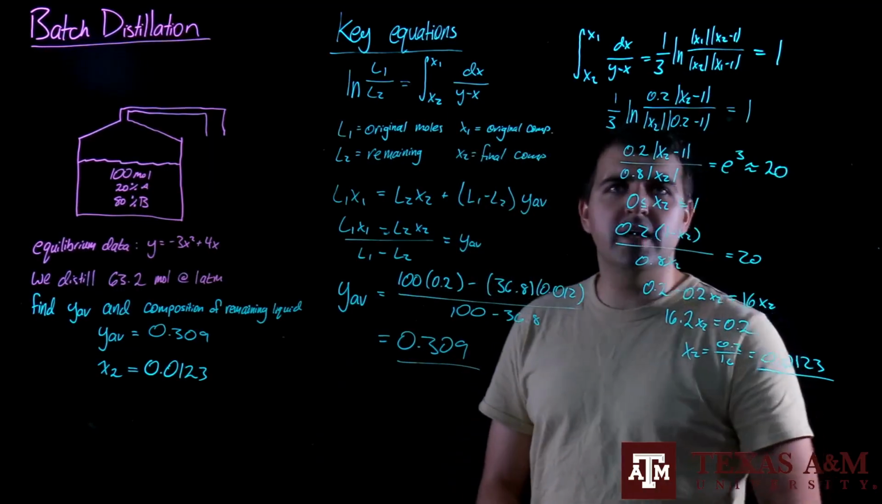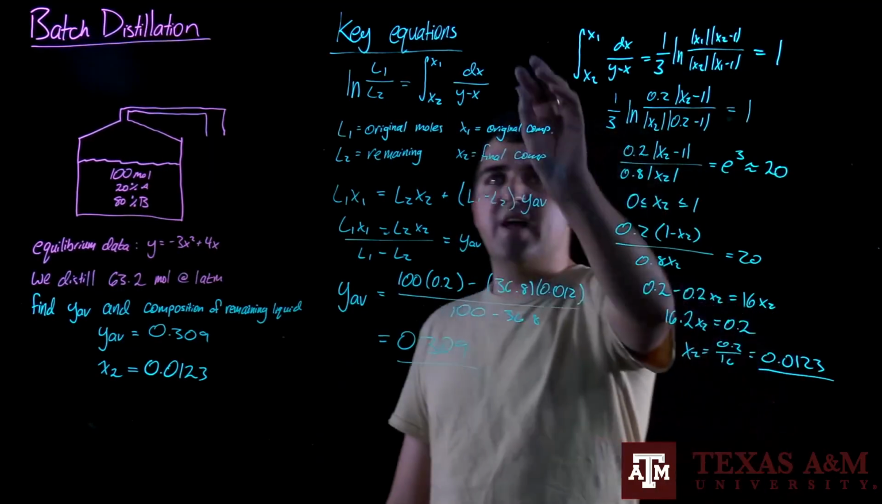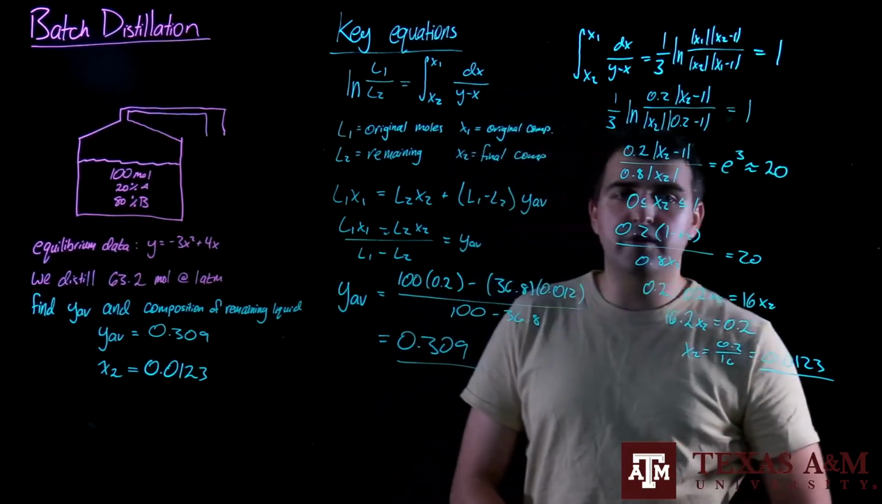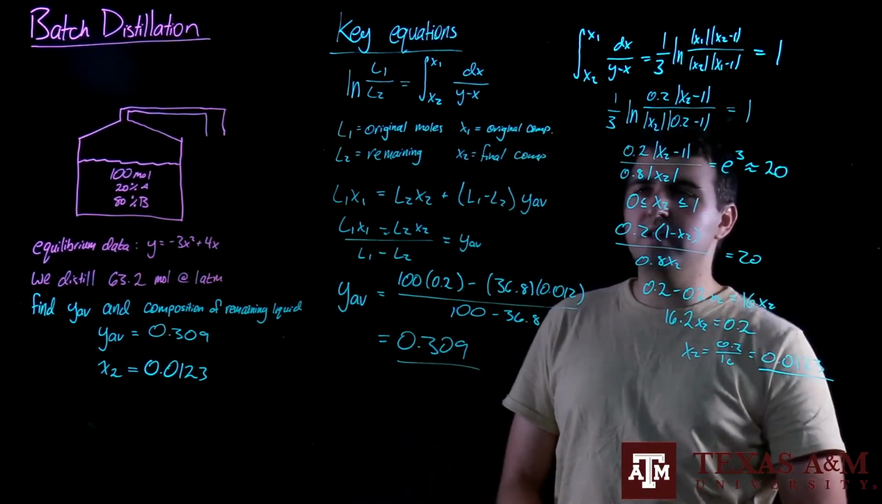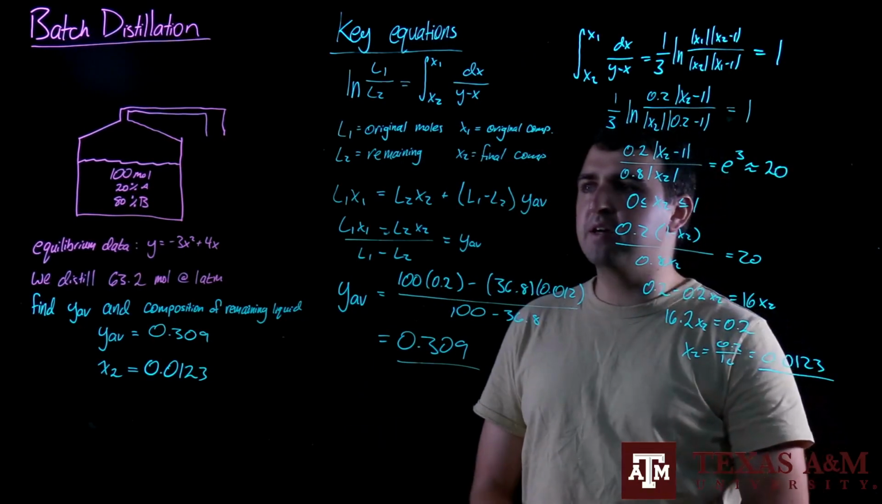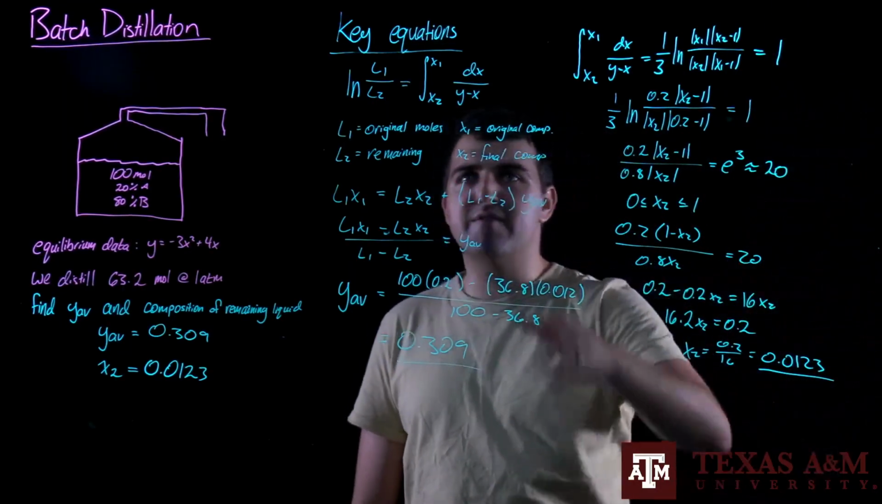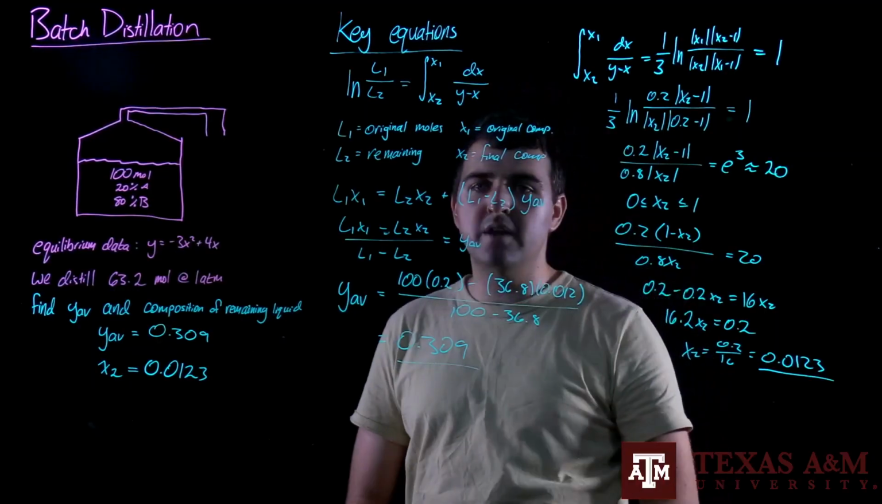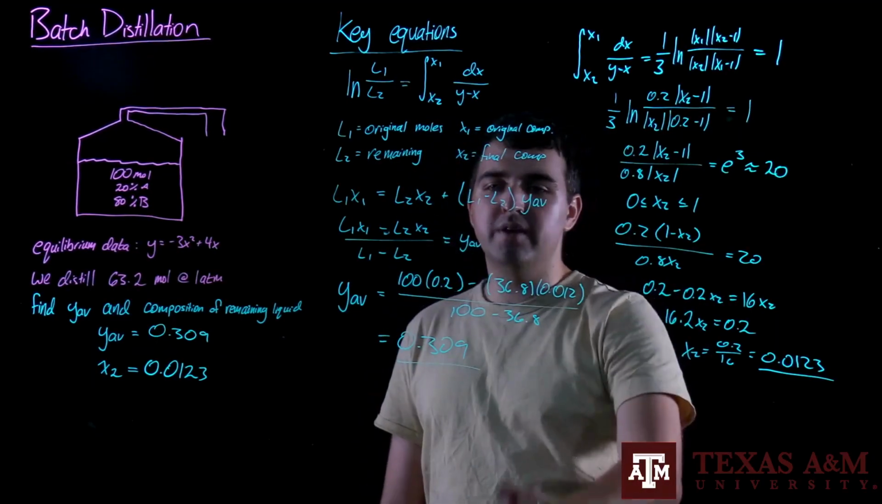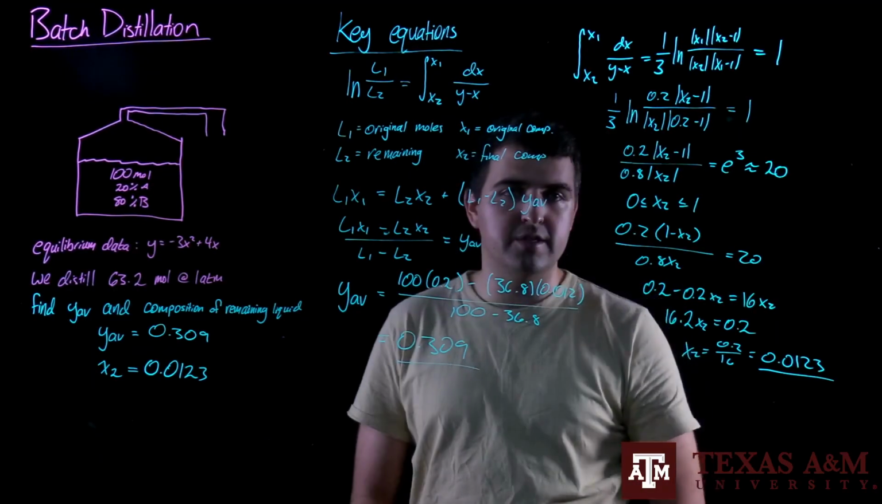So for the batch distillation, the key is being able to evaluate this integral here. You can do that numerically. You can do that on your Inspire or TI-84. You can do it by hand like we did over here. However you're able to evaluate that is good. From that, you can get your X2 and then your average vapor phase composition.